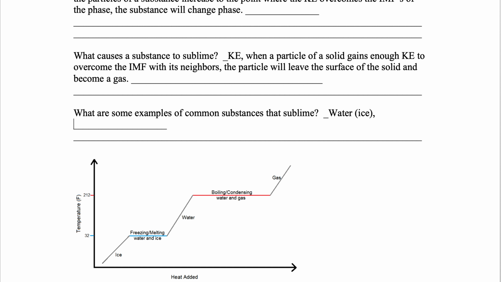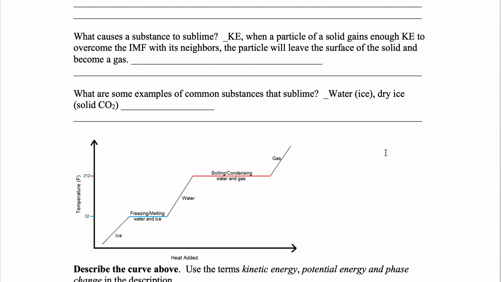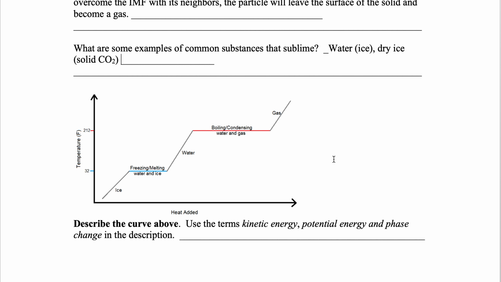Dry ice, this is kind of a famous one. Dry ice will sublime, and dry ice is solid carbon dioxide. Iodine, solid iodine will sublime, but those are, there you go, there's a couple of them.